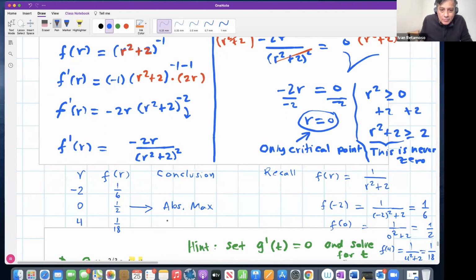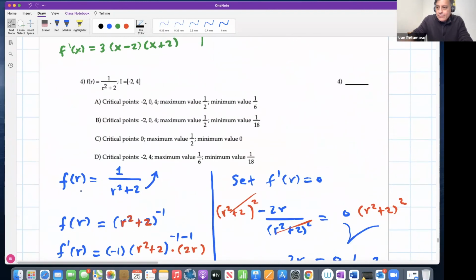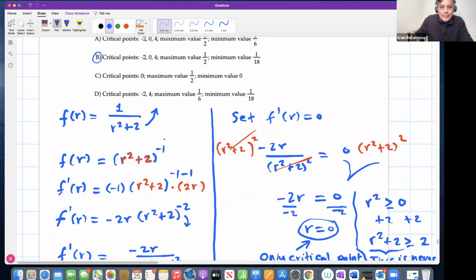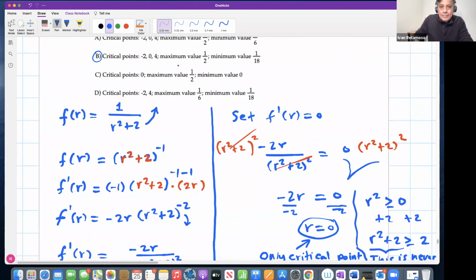And the absolute minimum should be 1 over 18. Very good, excellent, guys. Absolute maximum, absolute minimum, and these three, the endpoints together with the critical points, remember, we include them. So the answer, going back: critical points -2, 0, and 4, as we saw, and then the maximum value is 1/2, half of the pizza, and the minimum value is 1 over 18.